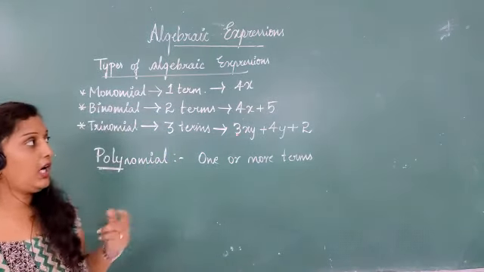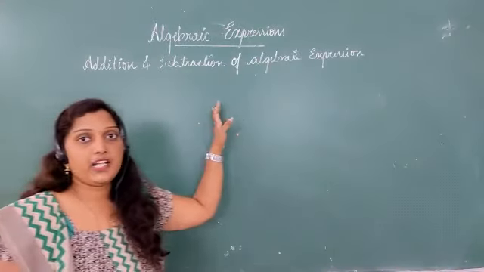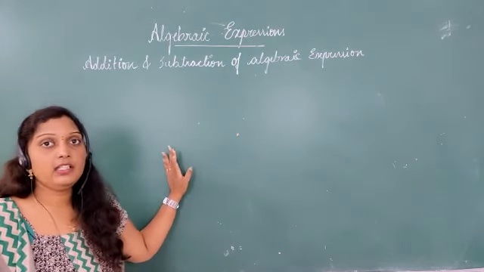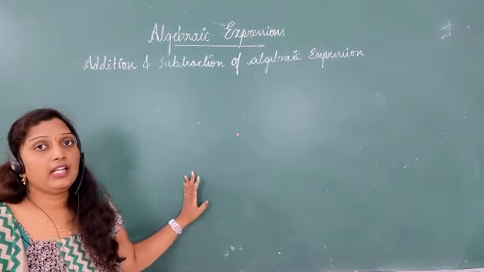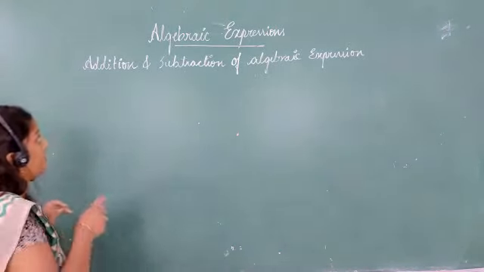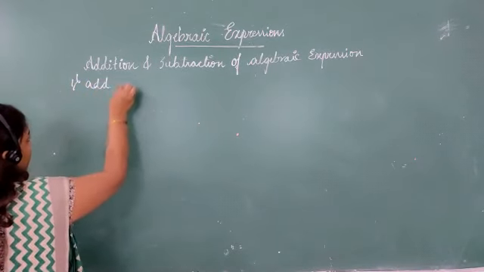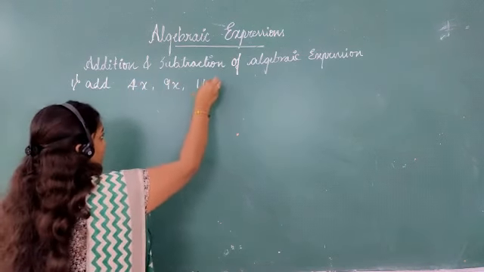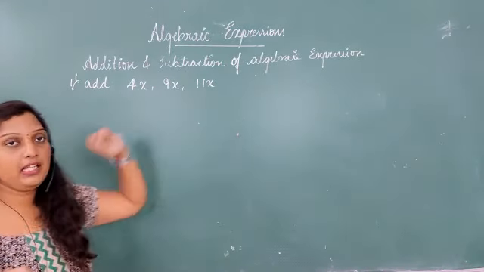Next we will see addition and subtraction of algebraic expressions. Before adding or subtracting, you should know one thing: only like terms can be added or subtracted. Unlike terms cannot be added, they will be written as it is. So we will see an example for addition. Add 4x, 9x and 11x. You can observe all these 3 are like terms, so they can be added.